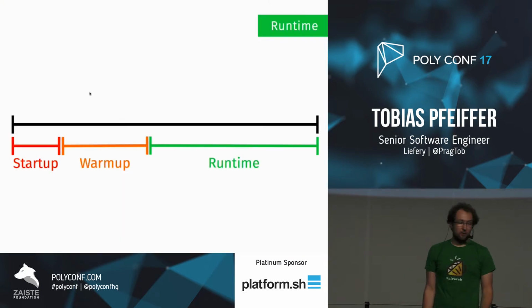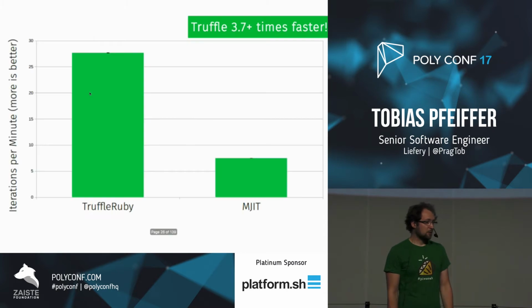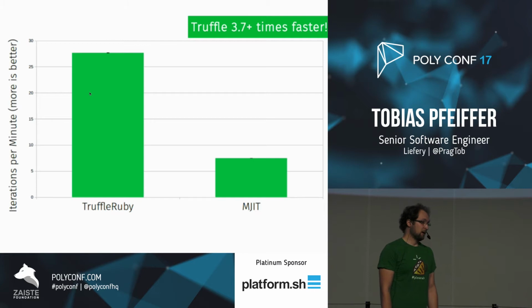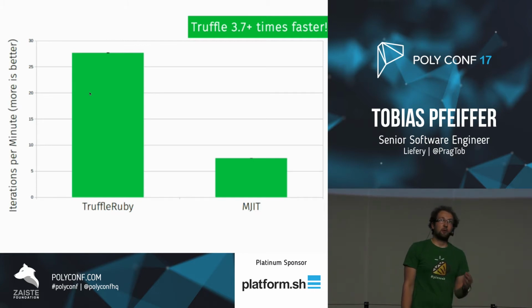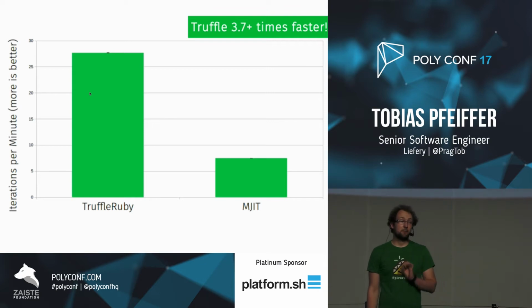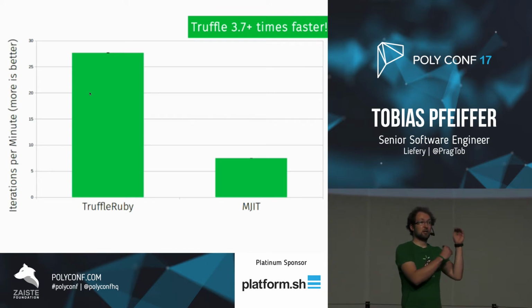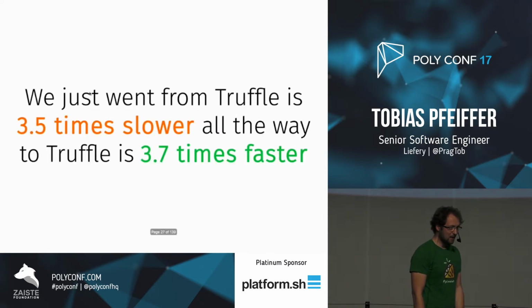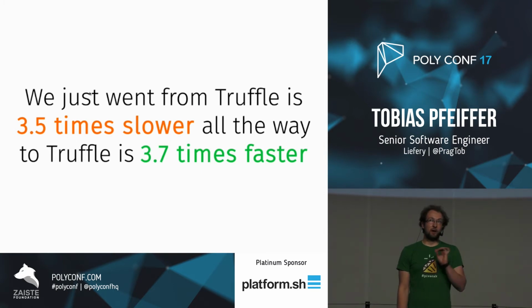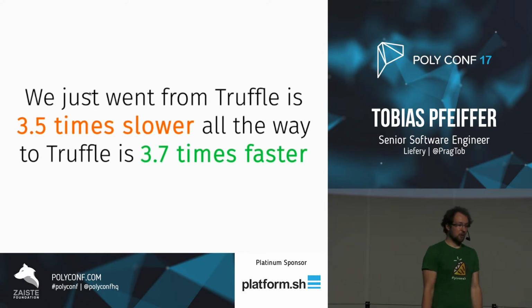So lastly, let's have a look at the runtime. I benchmark the iterations per second, which luckily lots of you are already familiar with by now. And TruffleRuby is about 3.7 times faster in the same benchmark. I literally just took the benchmarking code out there and put it into a benchmarking tool. So why am I telling you all of this? We just went from Truffle being 3.5 times slower in the original benchmark to it being 3.7 times faster when we only care about the runtime.